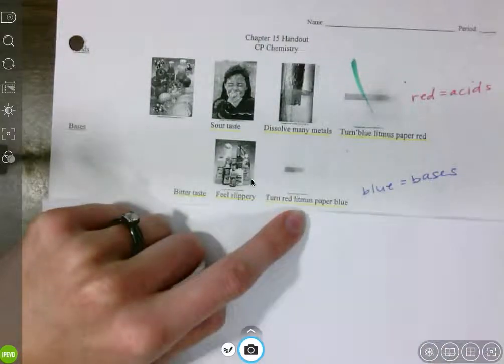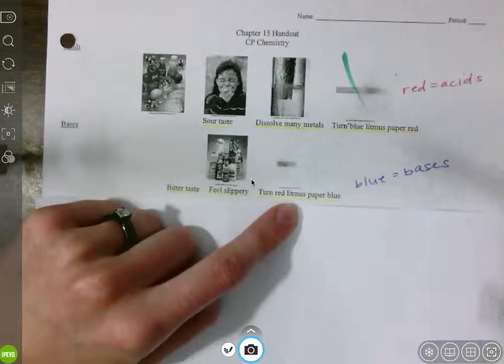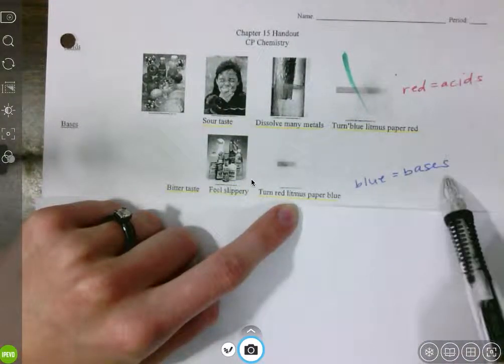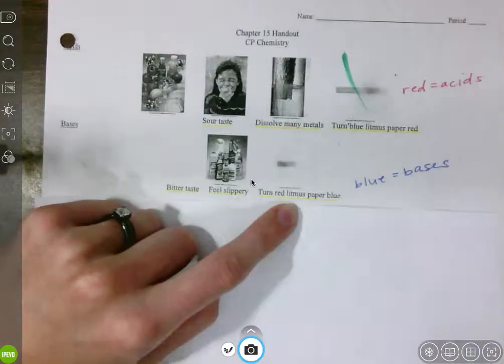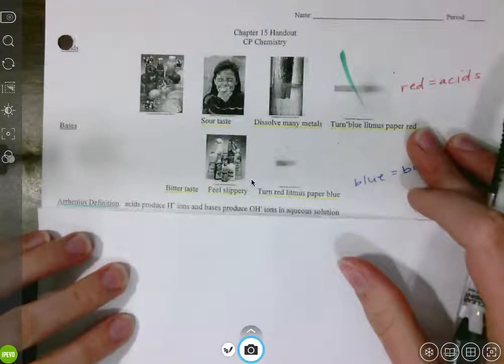So blue equals bases. Probably your easiest way to remember that is alliteration. So B, blue, B, bases. And then red is obviously acids. It's our only other color. So that's probably your easiest way to remember that.